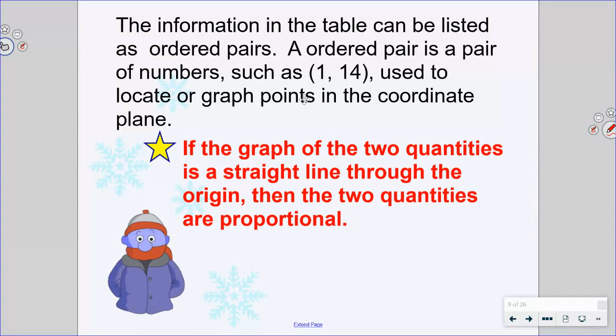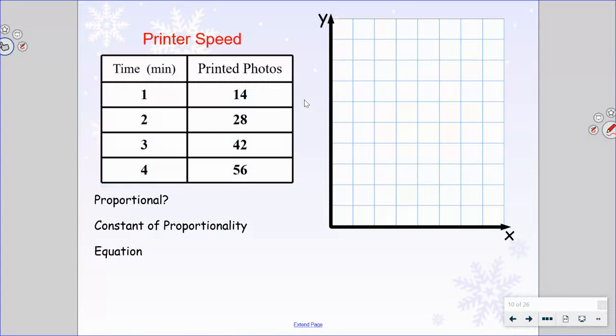Now, remember please something we talked about yesterday. If the graph of two quantities is a straight line through the origin, then those quantities are proportional. Just a little catch up from yesterday. Sorry, we already did this. Yes, they are proportional. The constant of proportionality, you could have either written 14 to 1 or just write 14. Equation y is equal to 14x. Now, how do we graph this fella out?